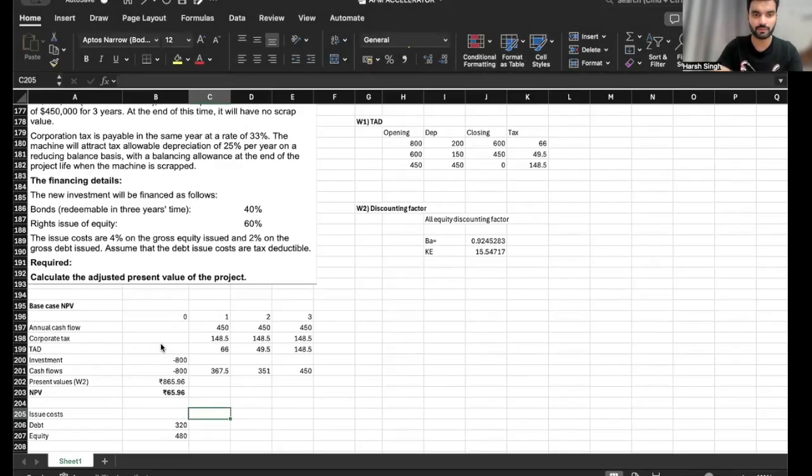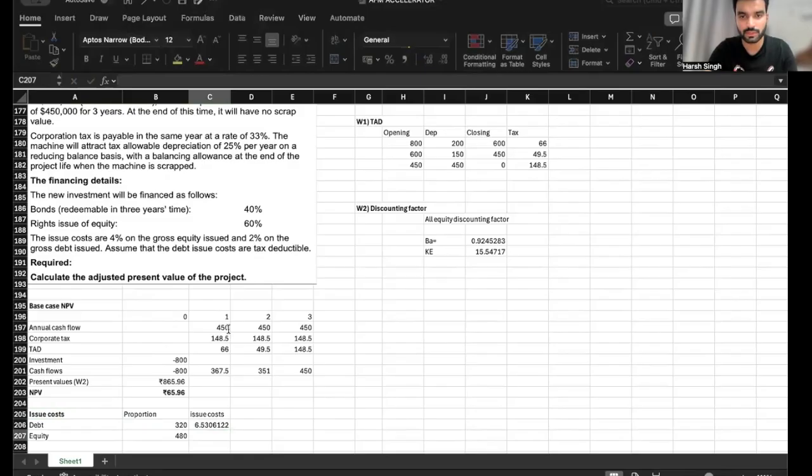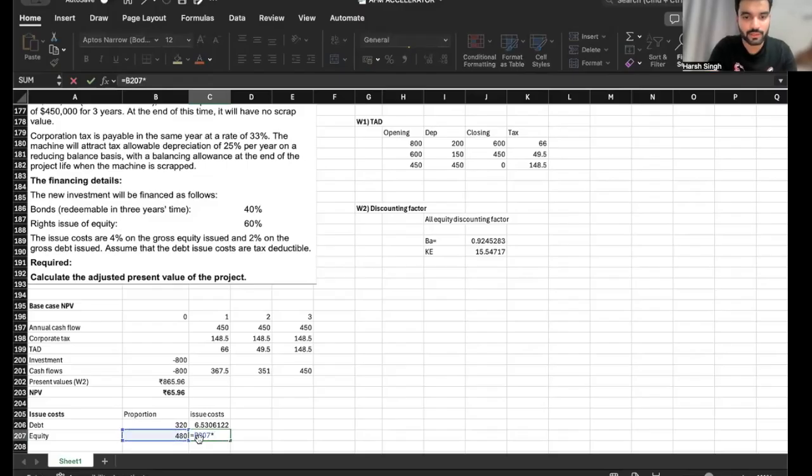So that will be... debt issue cost is how much, everyone? 2% on gross debt, divided by 98, multiplied by 2, 6.53. And in equity, this amount multiplied by 4, divided by 96.